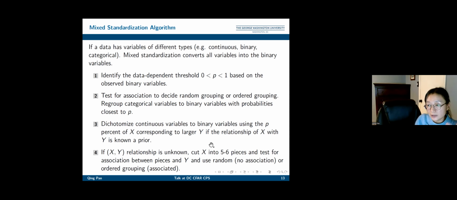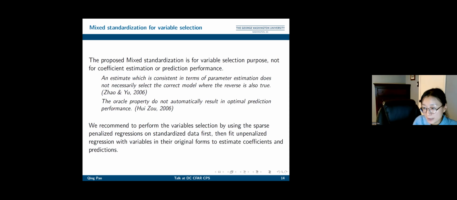So basically, we do a test first to decide if there is a relationship or not. If there is a relationship, you group the X values corresponding to the larger Y, and you group the X values corresponding to smaller Y, and you dichotomize it. So it's a purely data-driven method.